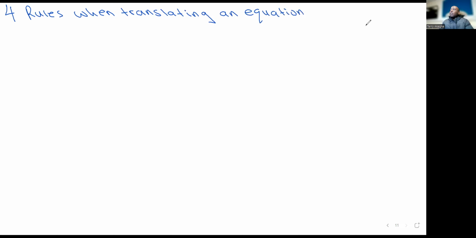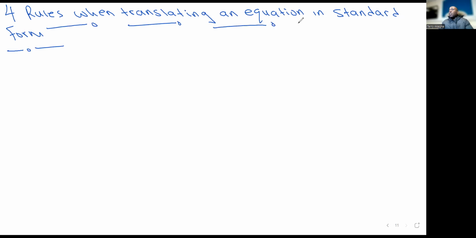Okay, four rules when translating an equation in standard form. In this case, you are not given the general form, you're given the standard form. How do you translate? This is going to be the last rule I'm going to talk about, then we're going to move straight to solving some questions.